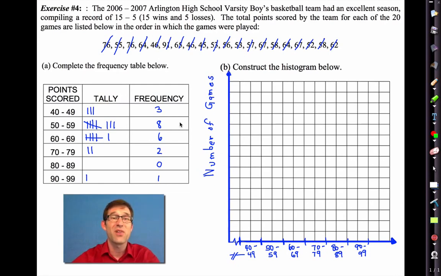10s, we would, but the largest frequency we have is 8, so we might as well just have those go by 1s. 1, 2, 3, 4, 5. Maybe just do something like this, 6, 7, 8, 9, 10.